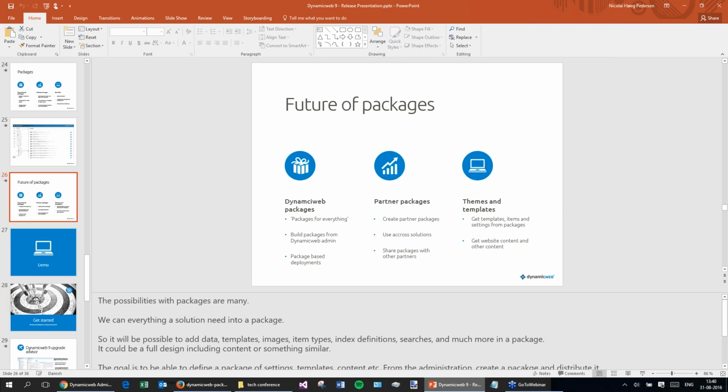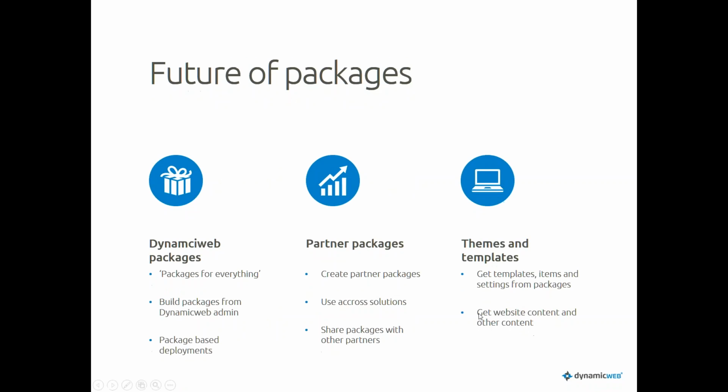You have a question, get website content. Yeah, this is the future, and this is because I want the Dynamicweb packages to be built in one administration, so you can say, I want to move this page and this item type and these images, move them into a package on one solution, and move them into another solution and unpack them in there, install the package, and you get the data and the templates and the item types into that solution. So it's basically a way of moving data from one solution to another one, which is also going to be combined with a deployment tool for doing some of the stuff automatically directly.